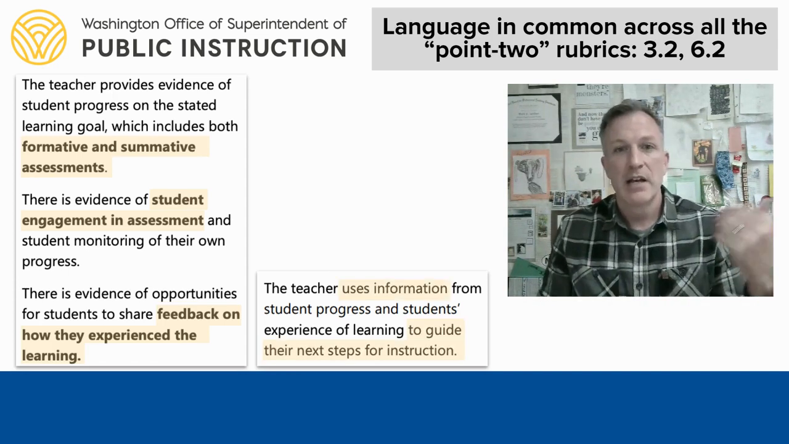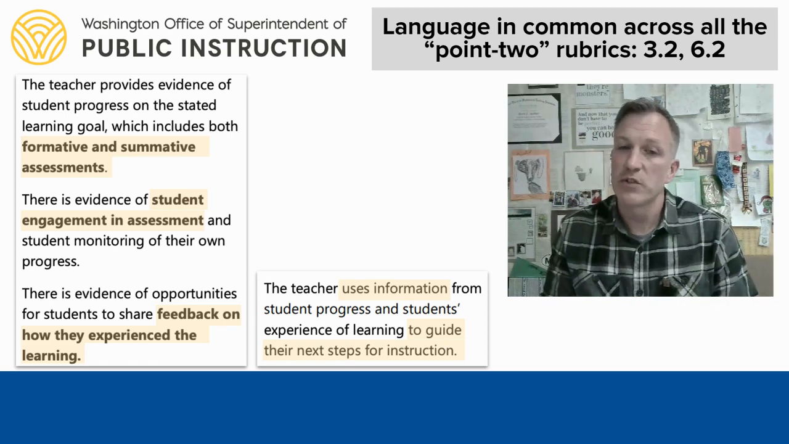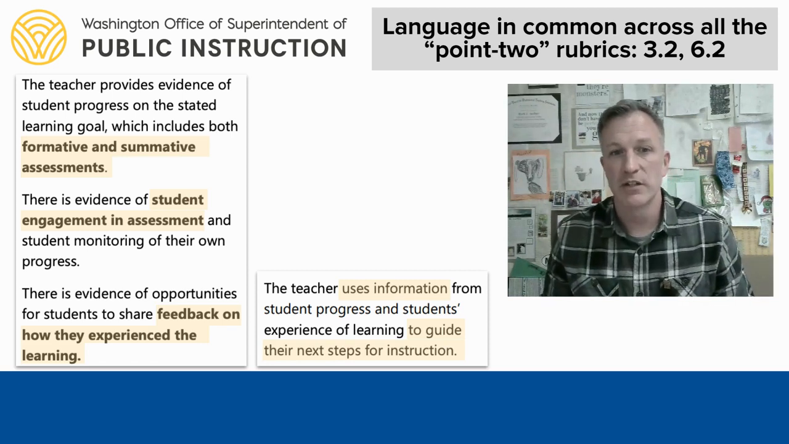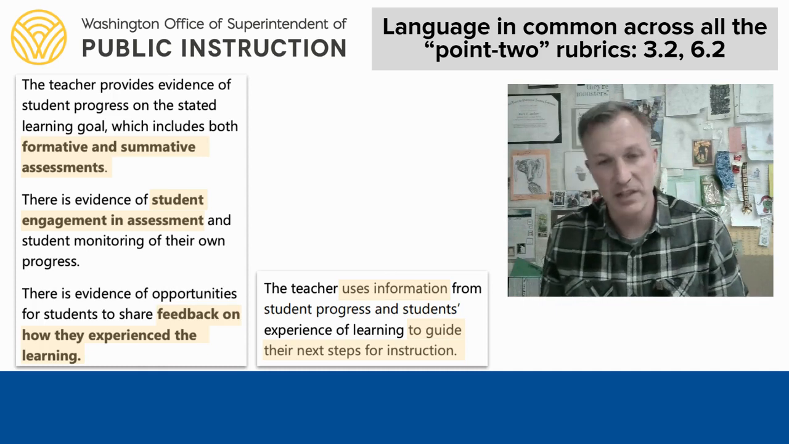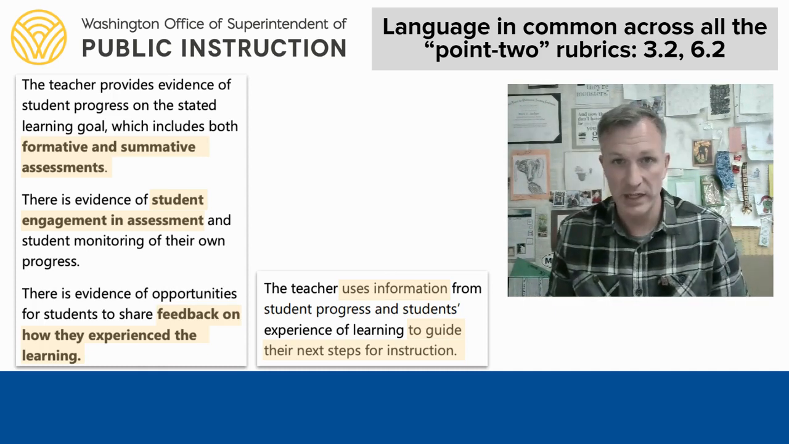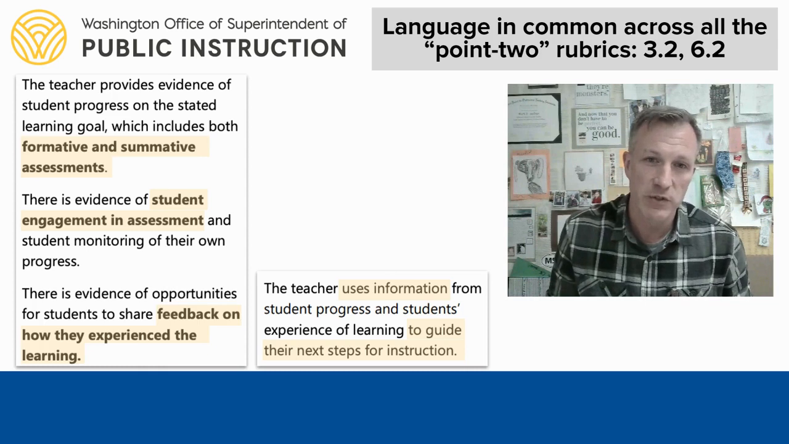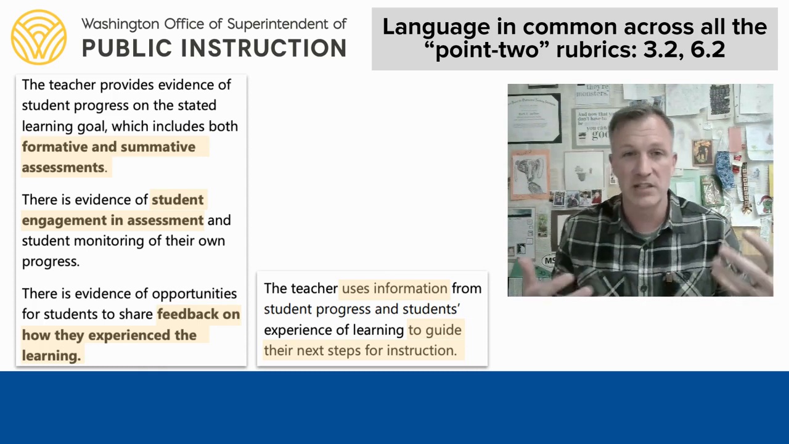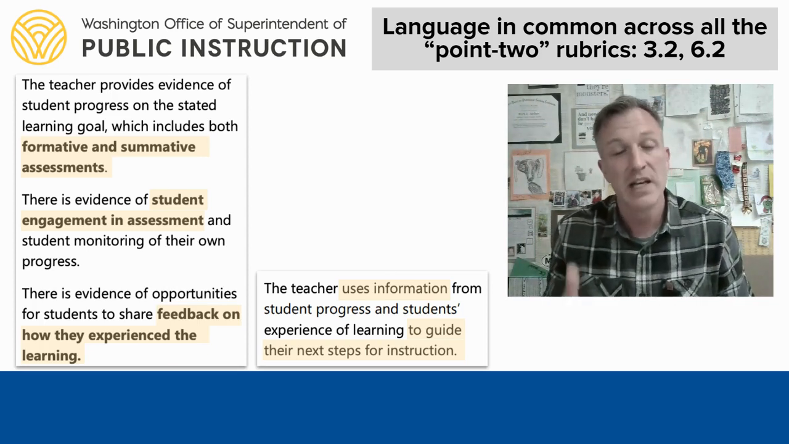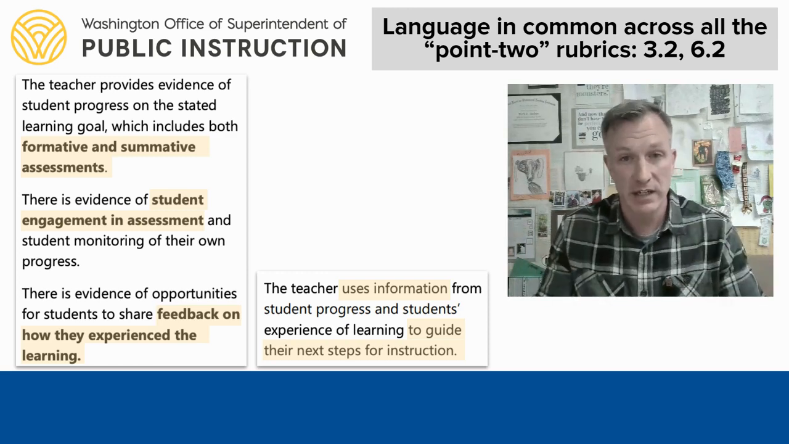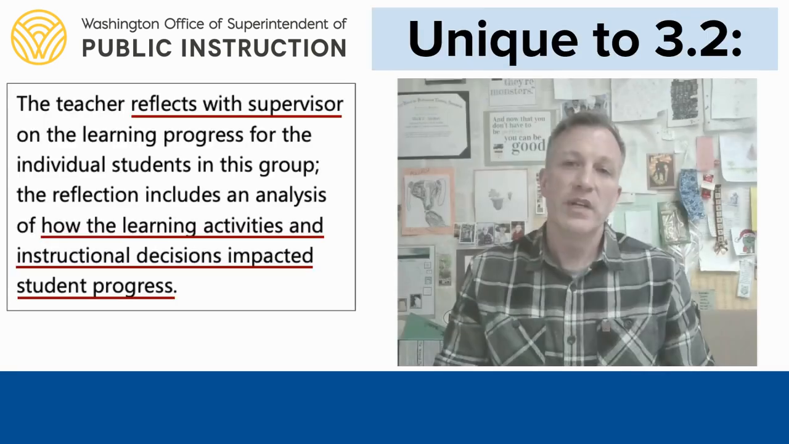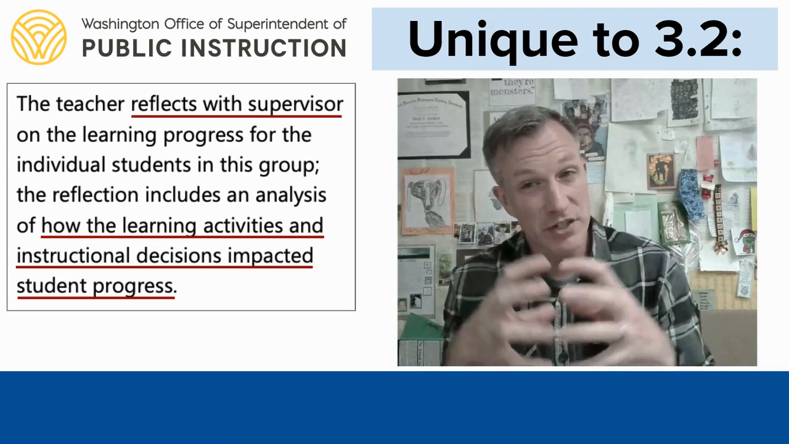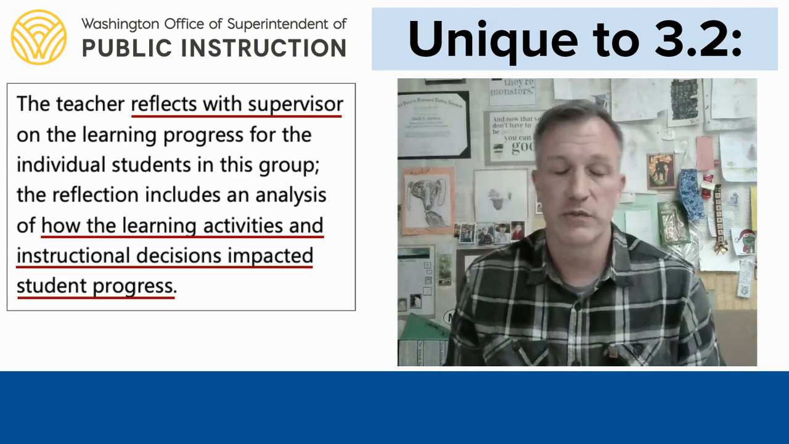And then last, the teacher uses information from student progress and students' experience of learning to guide the next steps for instruction. And this is key to reflective practice, right? So we take this information we've received from students and we do something with it. It doesn't just exist for the purpose of evaluation, it exists for the purpose of improving the next stage of instruction.